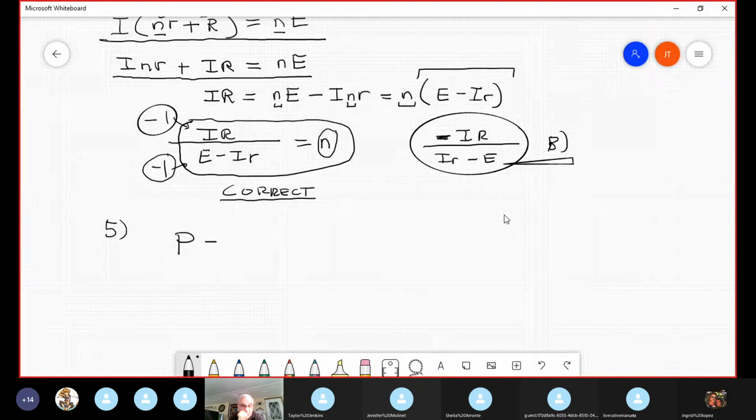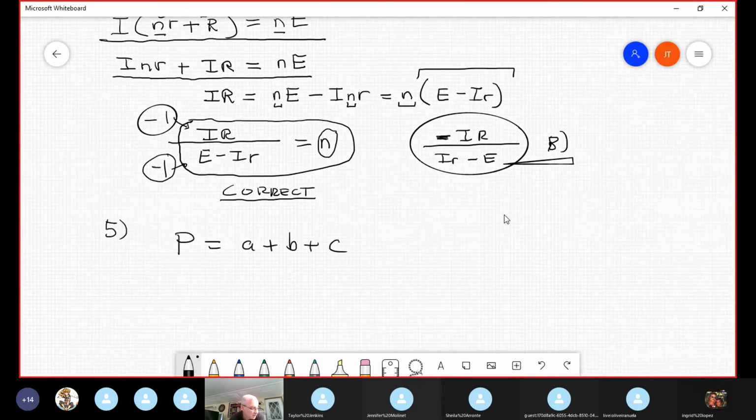Capital P is A plus B plus C. Wow, this is super elementary. And you need to solve for A. Okay, entonces subtraction. P, subtraction B, subtraction C. Minus B minus C equal A. End of the story.